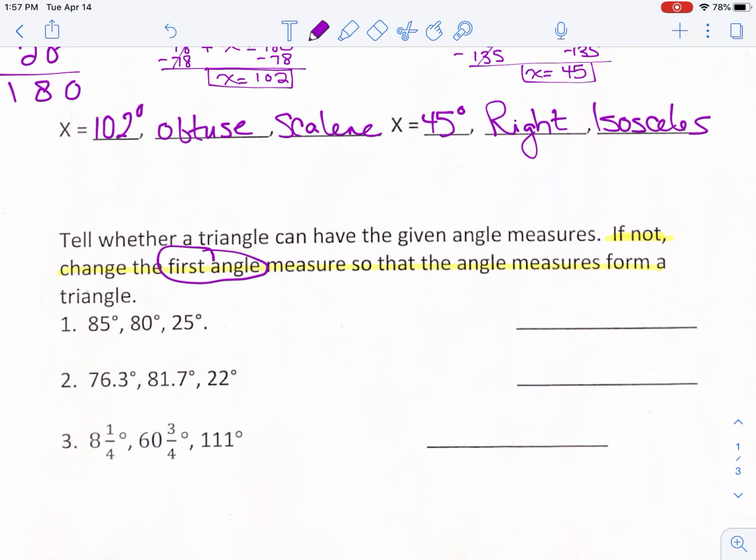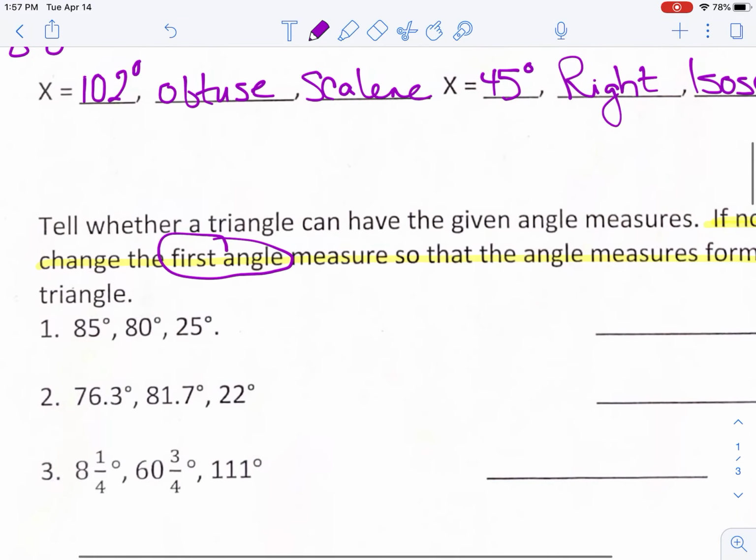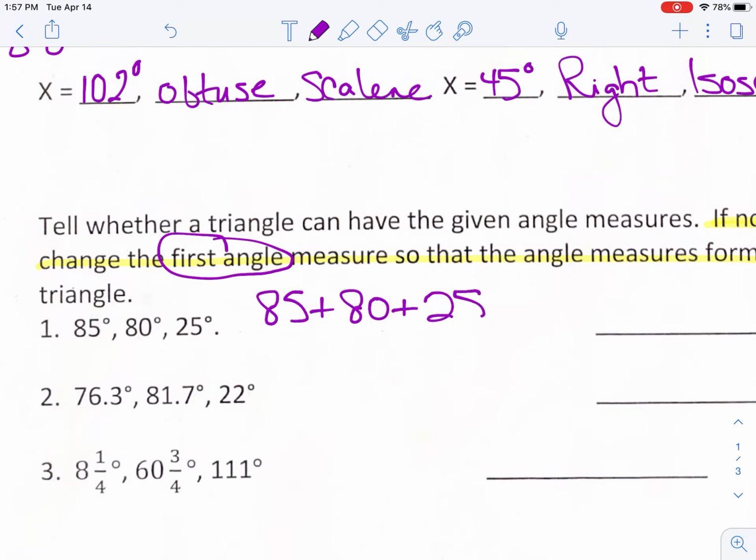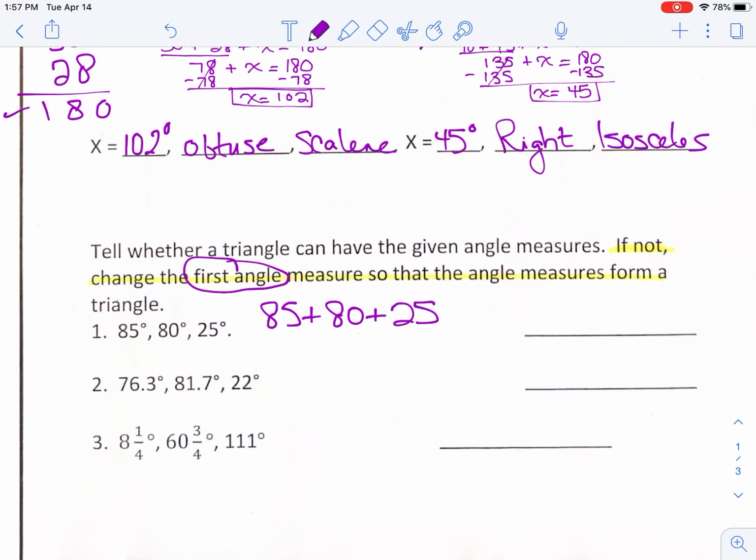Okay, so here's how we're going to do these. The first one, 85 plus 80 plus 25. We're going to tell whether those three angles can form a triangle. Again, it has to equal 180 degrees. So on number one, we need to add 85 plus 80 plus 25. You can use your calculator, I'm fine with that. You're going to get 190 degrees.